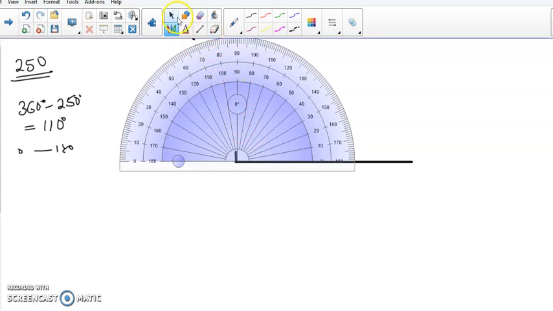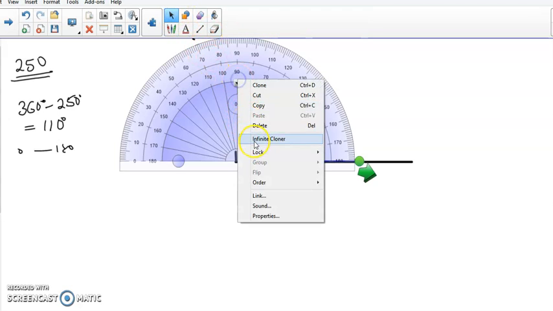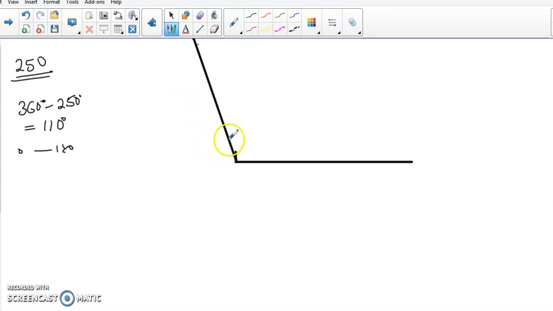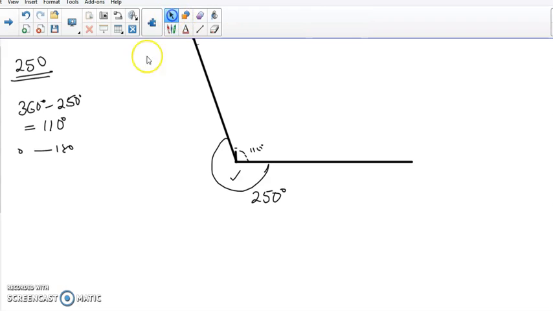Then remove my protractor. Take a straight line from this point to the center. See that? That means that from here to here is 110, but what I need is 250. That means that from here to here is 250 degrees. See that? This point is 110 degrees, but this is what I need. Two of them give us 360.